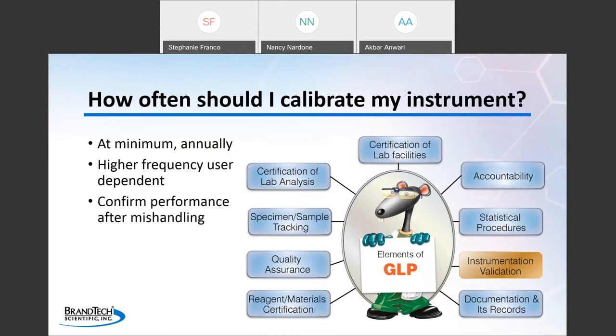In addition to a regular calibration schedule, if there's a specific occurrence that might affect the performance of an instrument, such as over-aspirating into a pipette or dropping an instrument, that's another time that it's recommended to test the instrument outside of its normal calibration schedule, just to confirm the performance of the instrument.